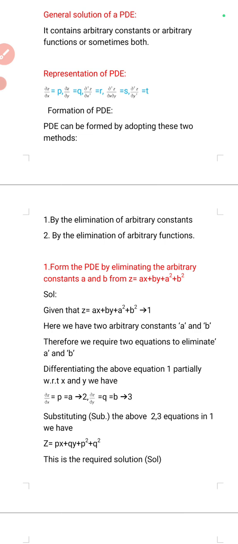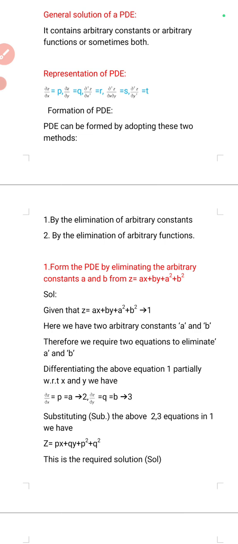Next, again differentiating equation 1 with respect to y. What do we obtain? ∂z/∂y is equal to a into ∂/∂y of x is 0, a into 0 is 0, plus b into ∂/∂y of y. ∂/∂y of y is 1. So, we are left with only b, and again for a square and b square we get zeros.